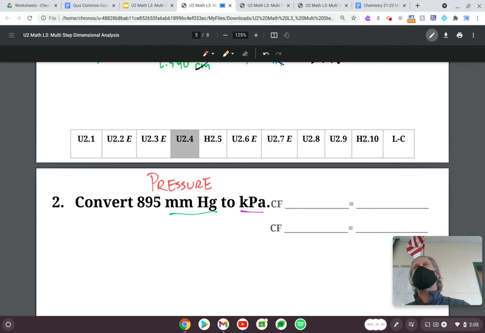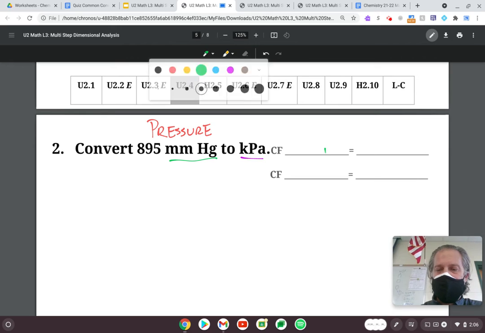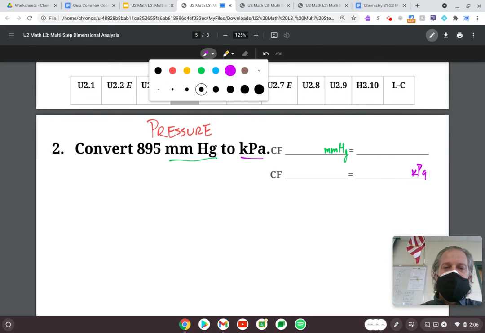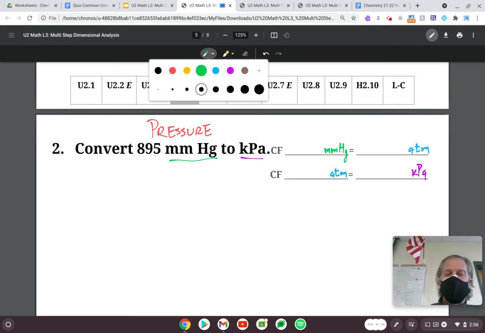But because I know it's a unit of pressure, when I'm looking at my chart down here, in the lower left-hand corner is where I have units of pressure. You see that? So that's already set up for me. So I'm going to set these up so I have mmHg, and I'm trying to get to kPa. And the thing that links them together is something called the ATM, which is the atmosphere. And then I'm going to show how they're equal to each other.